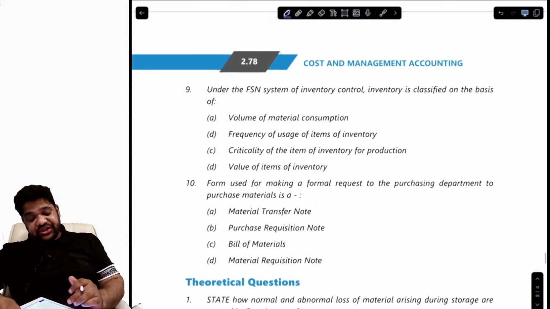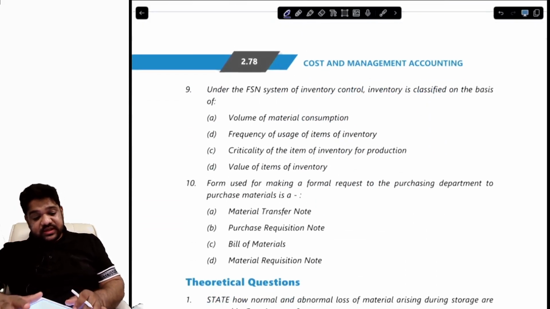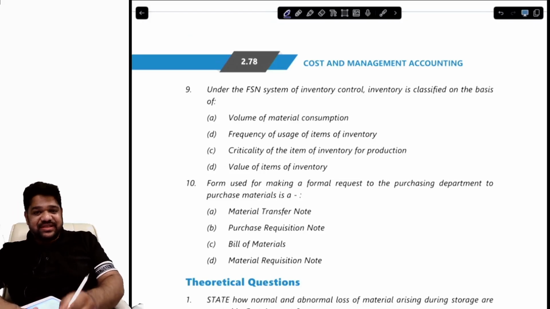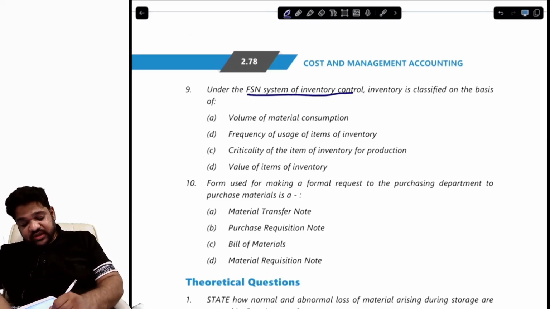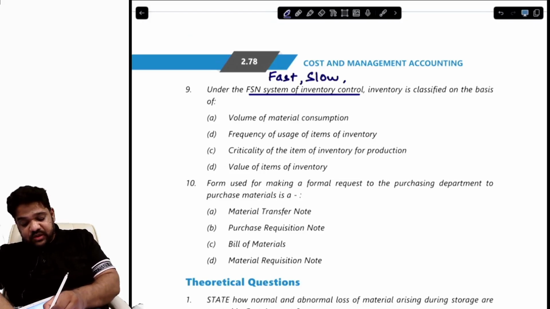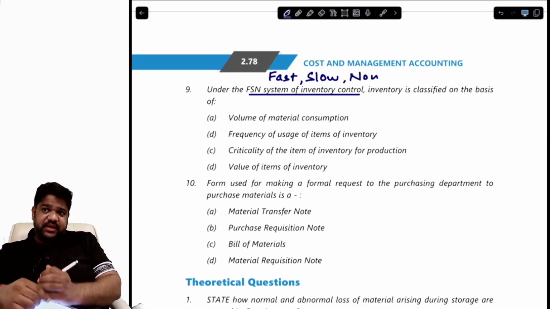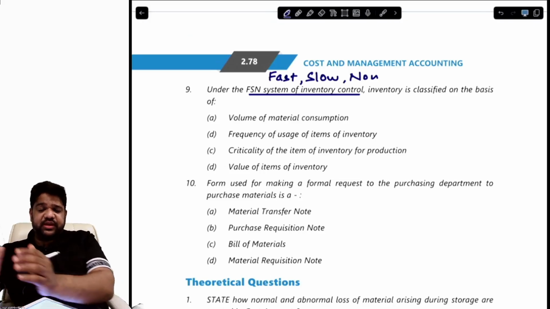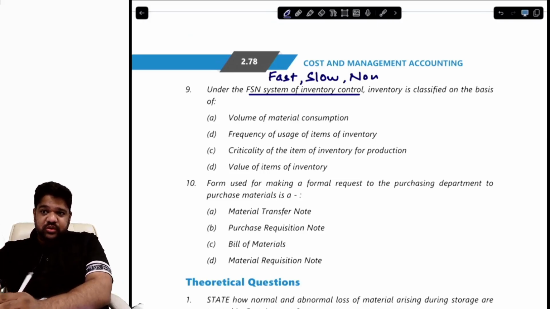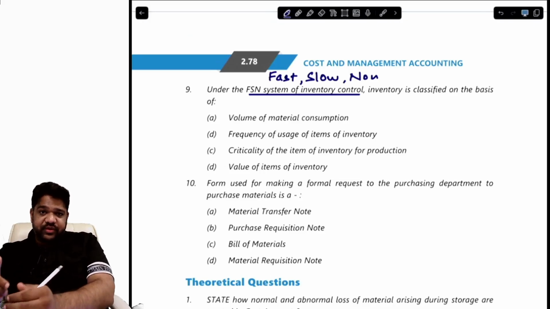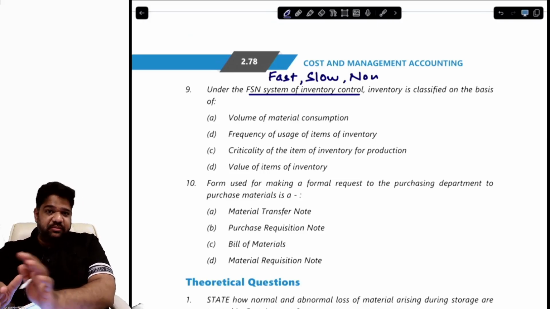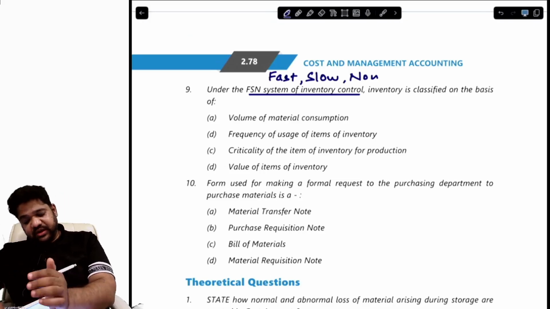Then comes question number 9. What does it say? Under the FSN system of inventory control. Now, what is the FSN system of inventory control? FSN stands for fast moving, slow moving, and non moving. So we classify the materials: whatever is fast moving, we keep very close to the delivery area. Slow moving we keep a little behind, non moving we keep away from the delivery area.